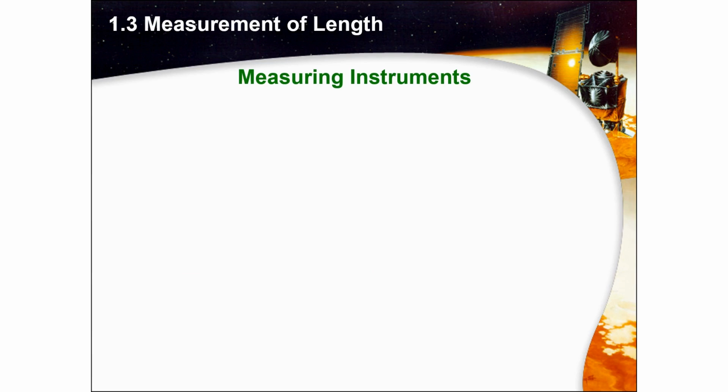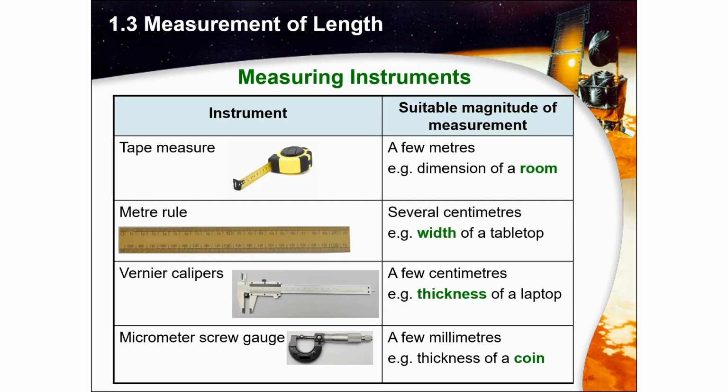In this slide, we are going to study the measuring instruments. There are 4 that we are going to study. The first is the tape measure, which is very common, especially used by construction workers. Meanwhile, the meter rule we use to measure everything that is flat, for example the width of tabletops, and it is in centimeters. The tape measure can measure a few meters. And then the vernier calipers, measuring a few centimeters, even smaller.